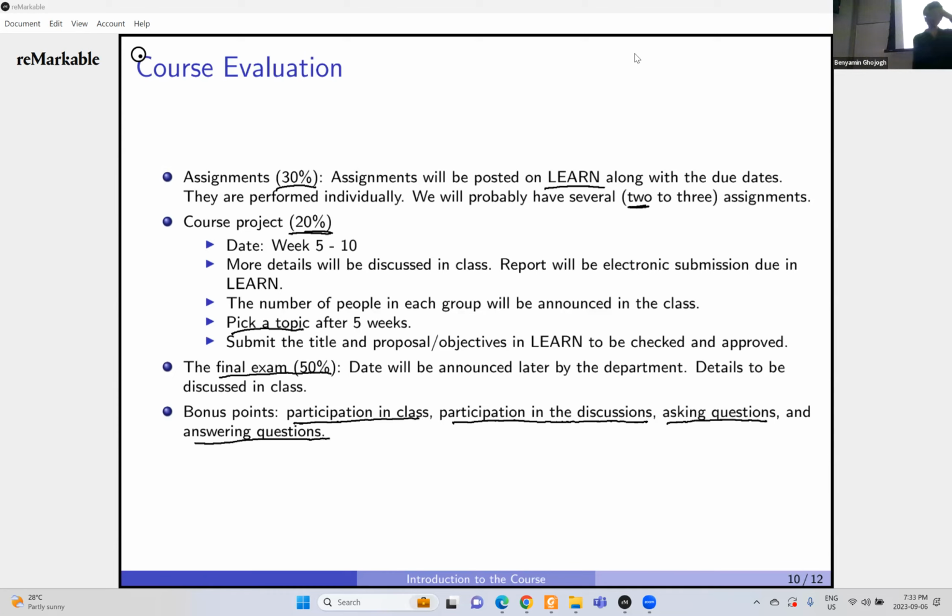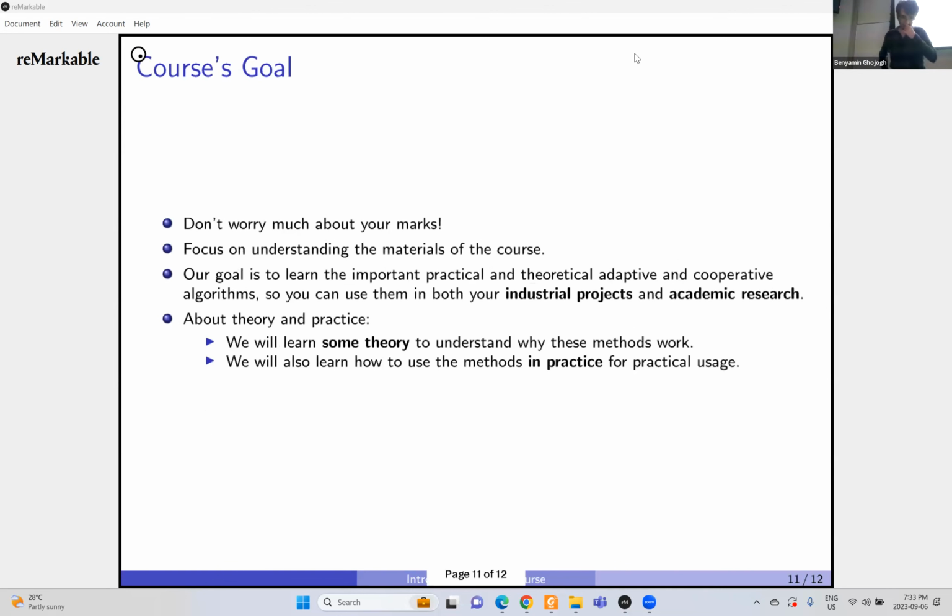Please participate. I don't want to be the sole speaker. I actually hate those classes where only the instructor talks. See me as your friend, okay? Don't see me as a professor or those things. Call me Benjamin, whatever you want. We are learning together. And I think the age difference is also small, so you can see me as your friend. I'm 30, by the way.